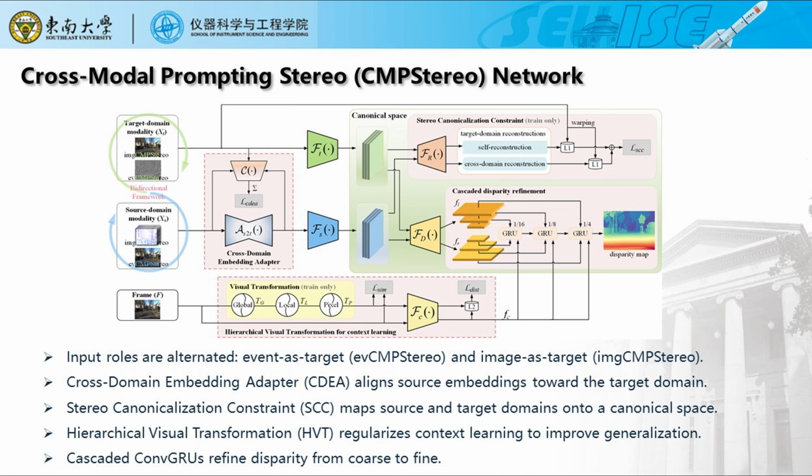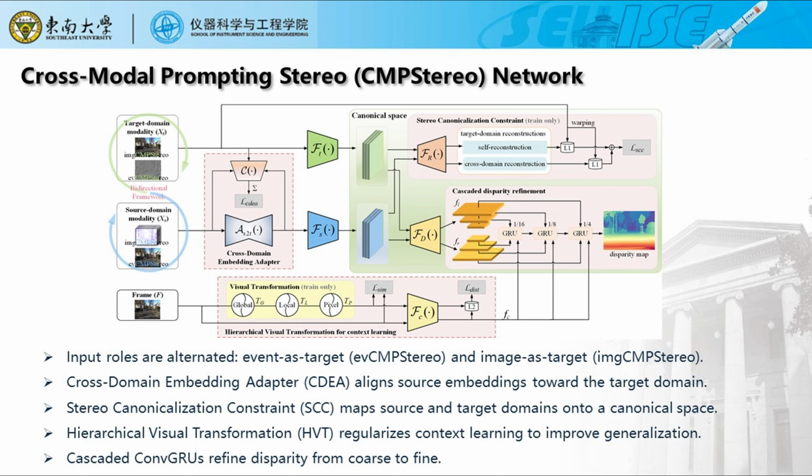Given the source and target inputs, we first use the cross-domain embedding adapter, or CDEA, to adapt the source domain embeddings toward the target domain. After that, we introduce the stereo canonicalization constraint, or SCC.